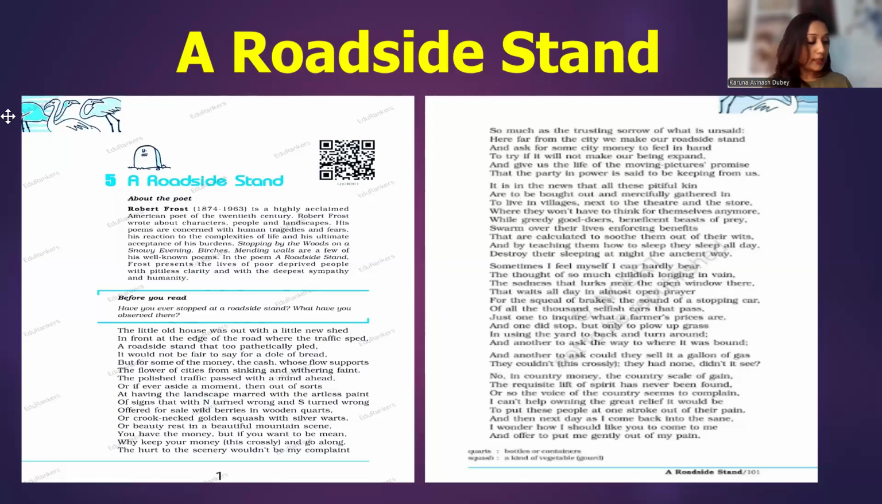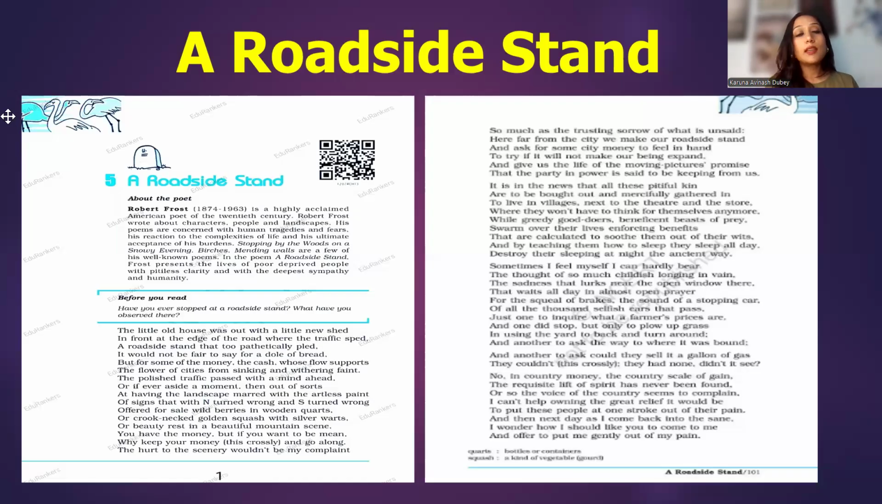So that's the whole idea: these people come, they promise, but those promises are not kept. They live in a village. They said that these people have promised to set them up in a village beside the theater, beside the store, but they are greedy good doers. Oxymoron, beneficent beasts of prey. There is alliteration too. Beneficent beasts of prey is an oxymoronic phrase as well, two different, opposite ideas being used.